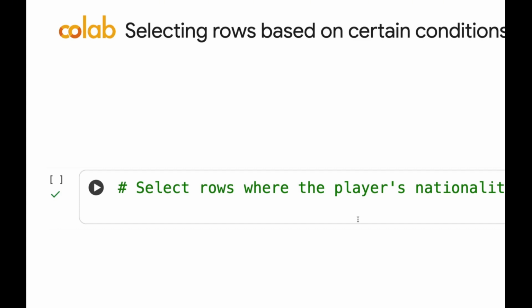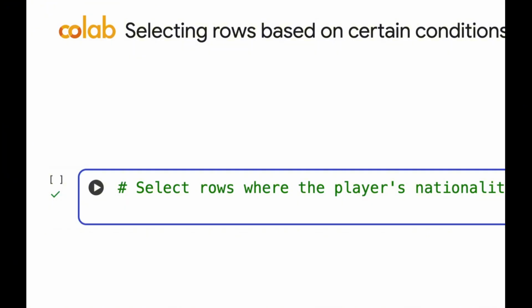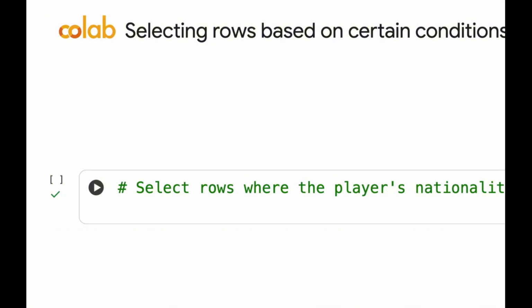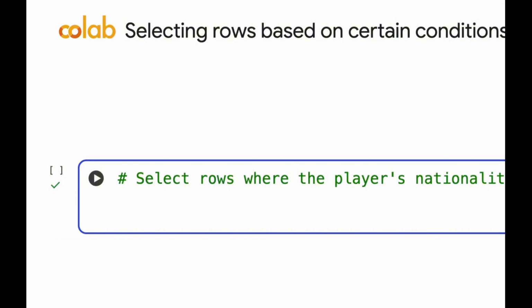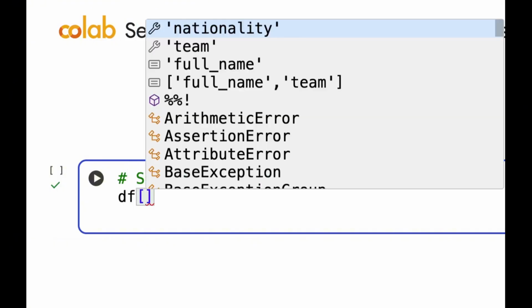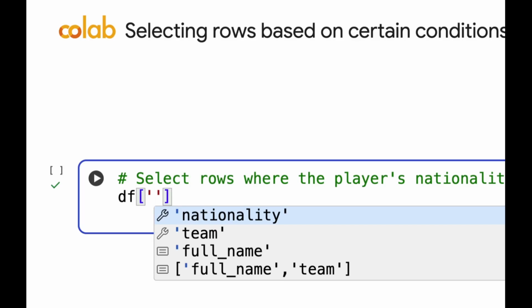Well, actually we don't have ES in the nationality, so let me change it slightly. Maybe change it to AR, right? So whoever is from Argentina will be selected. And that's how we do this. First of all, remember we have to define a condition, right? And how do we define the condition? Well, let's do this. df and quotation marks, then nationality.